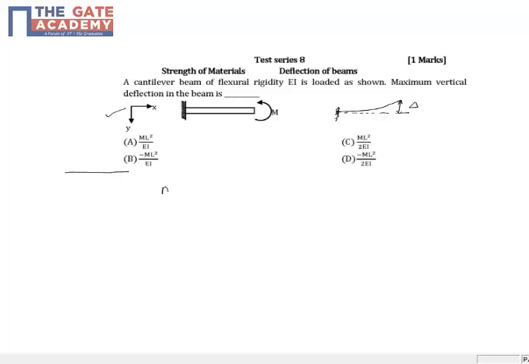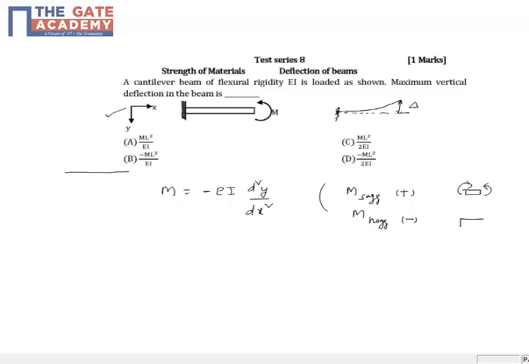Okay, so what we do is we use our double integration method. We write the deflection of beams equation. Remember that in this equation, M is equal to minus EI d²y/dx². In this equation, if M is sagging, then we consider it as positive, and if M is hogging, it's considered as negative. So sagging means if you take an element of the beam, and on both sides you have a moment like this, then it is sagging.